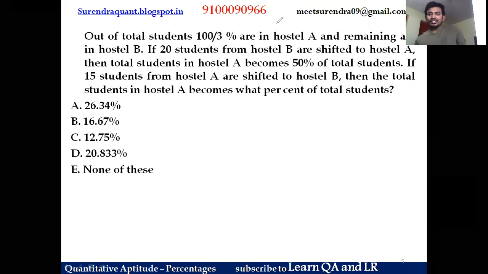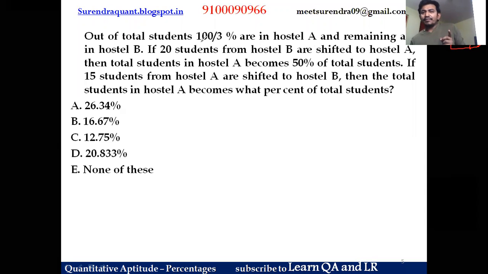So friends, in general, while solving percentage questions, we will take any unknown thing as 100%. You can alter that, depending on the situation. Every time there is no need to take 100, but most times we will take 100. That can be altered, depending on the situation and the question.